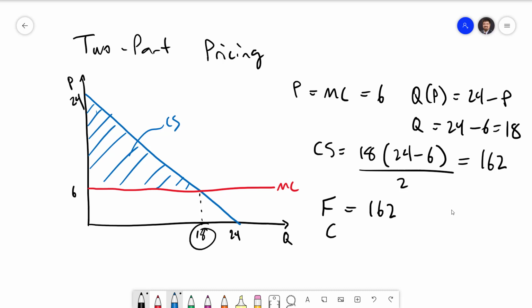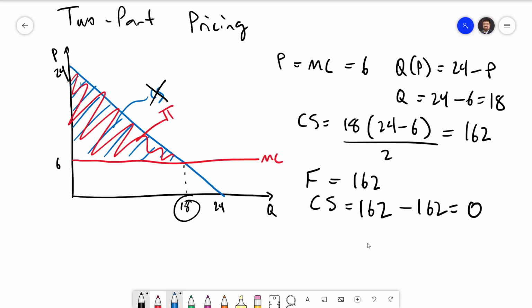Now the consumer's consumer surplus will be the 162 that they get from all those transactions minus the fixed fee of 162, and they would get 0. This makes them indifferent between buying in and not buying in, and so if we wanted to be really careful about this, we could make the fixed fee slightly under 162 to make sure that they do it. But I'm going to call it close enough to 162. This then converts this consumer surplus entirely into profit.